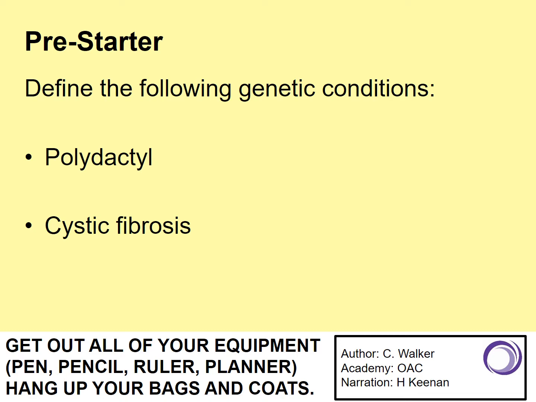For the starter for this lesson, I want you to think about the two genetic conditions that you met last lesson. The first genetic condition you should know something about is polydactyly. The second, cystic fibrosis. So I'm just going to give you 1 minute to write down everything you can remember about those two genetic conditions.